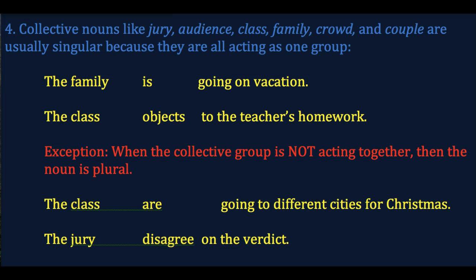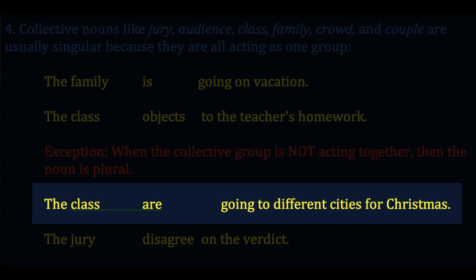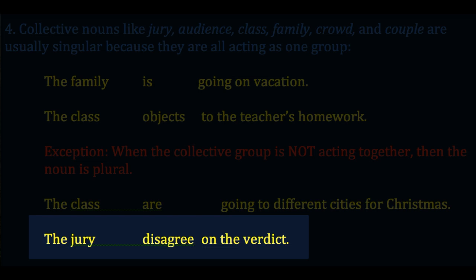Now, it can be plural when the group is not acting together. Then the noun is plural, like the class are going to different cities for Christmas. 10 are going to San Francisco, 10 to LA. Therefore, they are not acting collectively as one. They are plural in that sense. The jury disagree on the verdict. The jury, 9 of them innocent, 3 of them guilty. They are not collectively as one unit. They are a plural unit, plural notion there. So in that case, the jury is plural, disagree is plural.